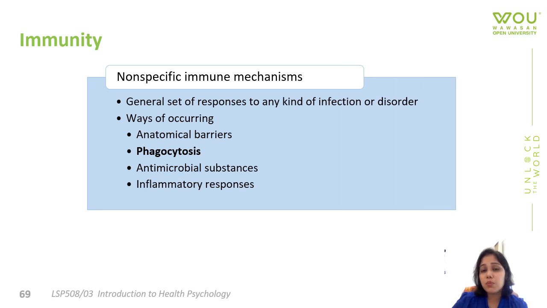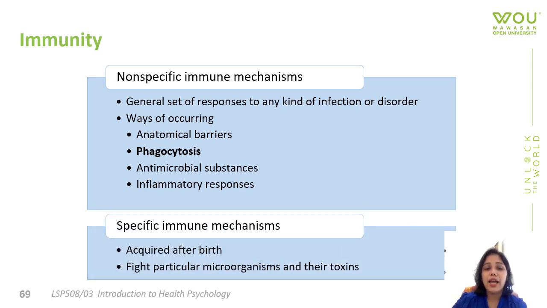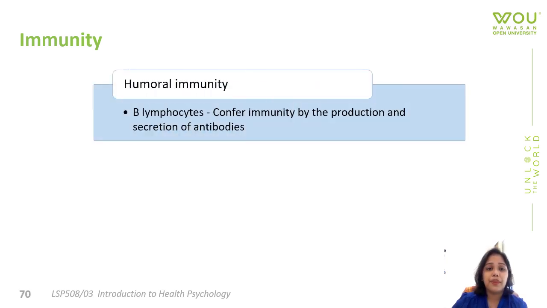So getting vaccinations are forms of body resistance that is artificial, that helps to fight any invading organisms. Now, there are non-specific immune mechanisms in immunity. General sets of response to any kind of infection or disorders is the non-specific immune mechanism. Ways of occurring is through the anatomical barriers, phagocytosis, antimicrobial substances, or inflammatory responses. So these can develop non-specific immune mechanisms. And specific immune mechanisms are usually acquired after birth or when fighting particular microorganisms and their toxins.